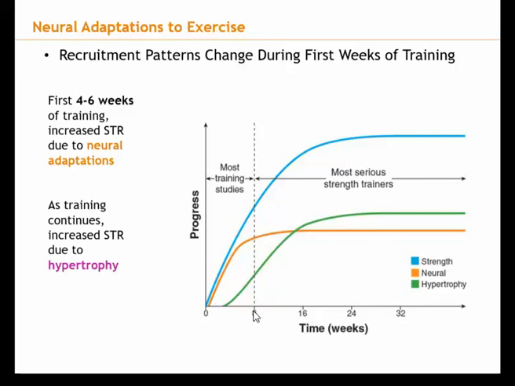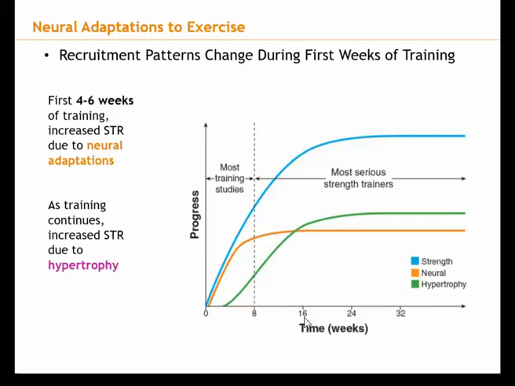So let's look here. At 8 weeks, that's when most training studies occur. So most training studies look here. And then we see all our serious strength trainers, like our people who've been lifting weights for years. Let's look at what has happened to their adaptations. So after 8 weeks, we see the neural adaptations kind of level off. So they don't decrease, they stay. So we don't lose them. They just stop forming. But what increases is hypertrophy.